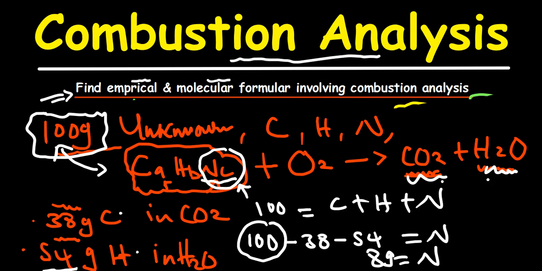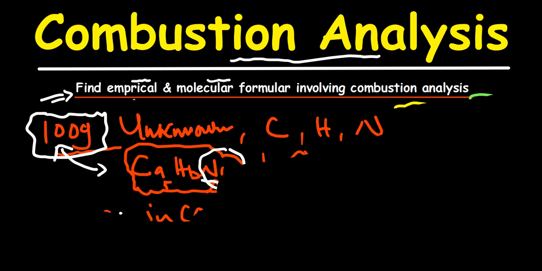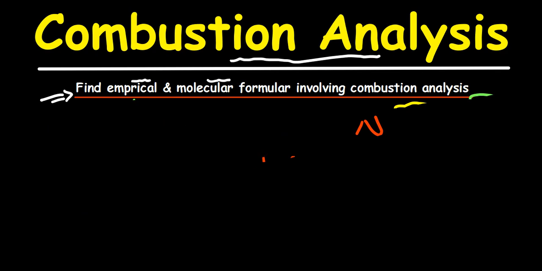So there are now some questions where you are not given the amount of carbon in this carbon dioxide, and we are also not given the amount of hydrogen in that water. So in that case, what do we do in order to find the amount of carbon and the amount of hydrogen? We use percentage compositions. So let me write here. We use percentage composition.